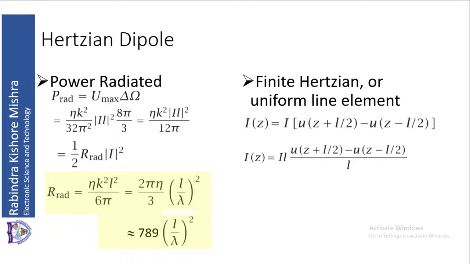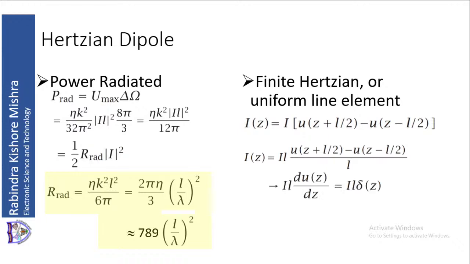From that you are subtracting u(z minus L by 2). That will be 0 everywhere if z minus L by 2 is less than 0, or z is less than L by 2, but it will be 1 if z is greater than L by 2. Which means u(z plus L by 2) minus u(z minus L by 2) will be 1 in the range minus L by 2 to L by 2. So Iz will be I over that small range.